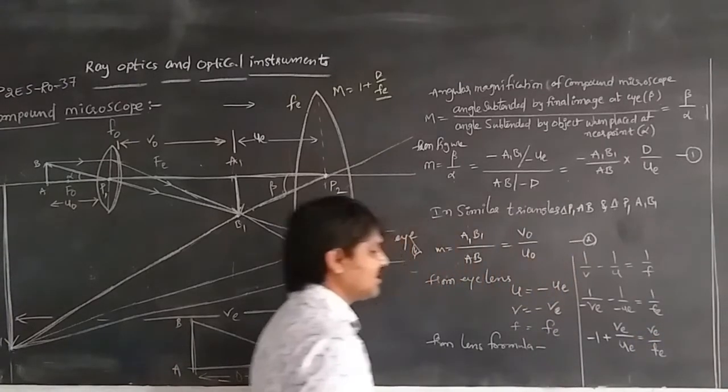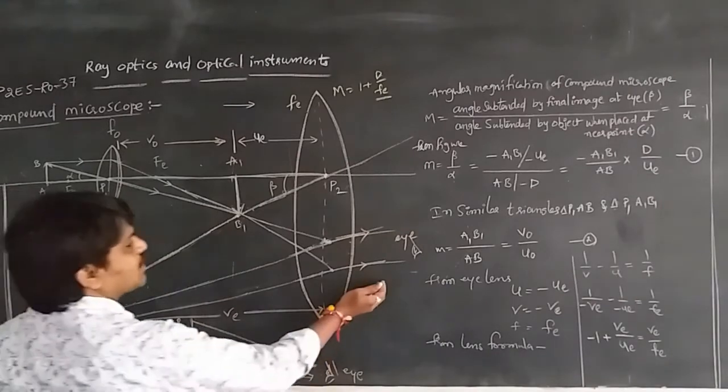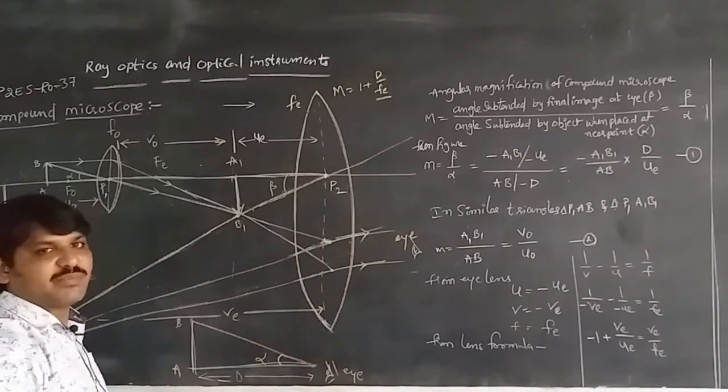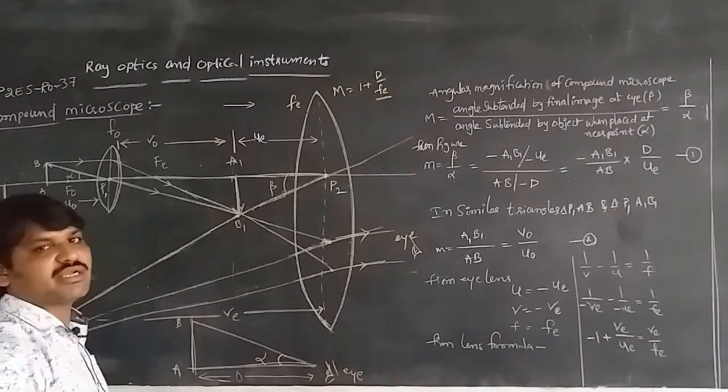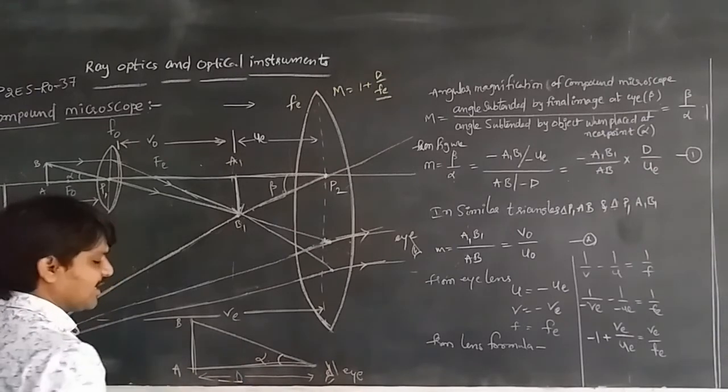But we know that when the eye is taken near the lens, the image distance is equal to the near point of the eye, that is, the near point will be D.